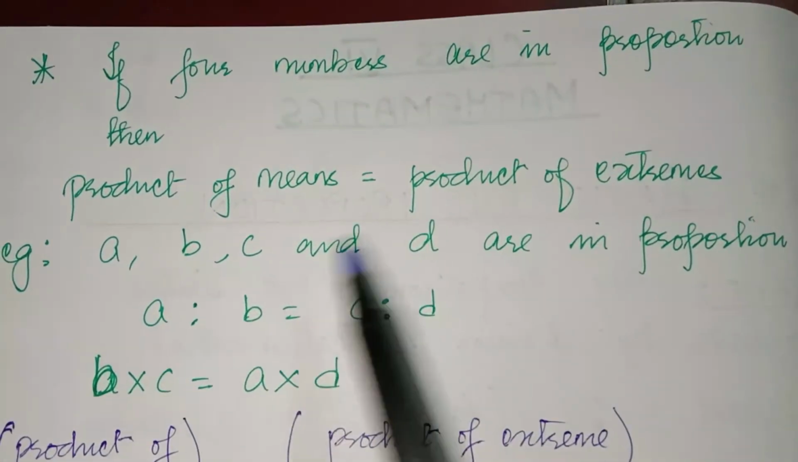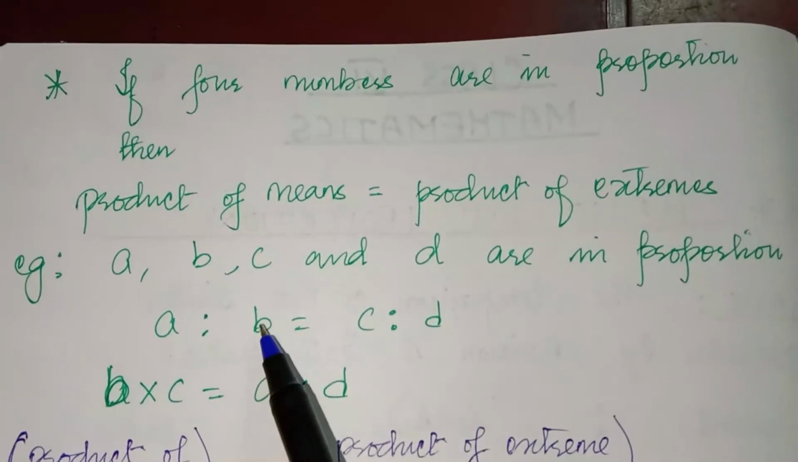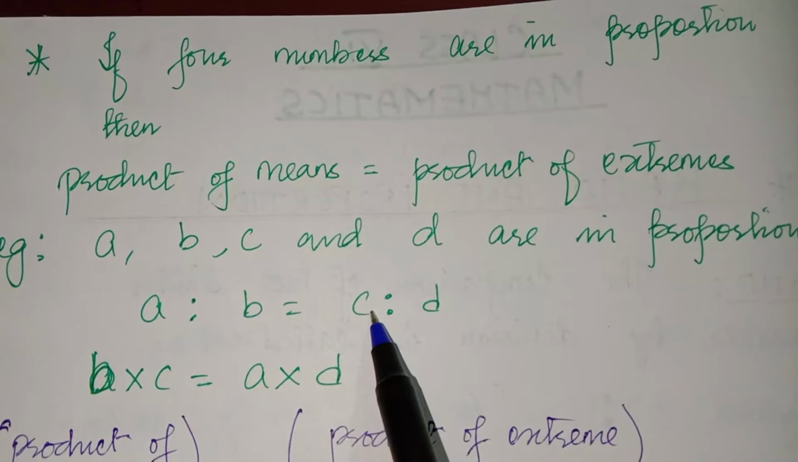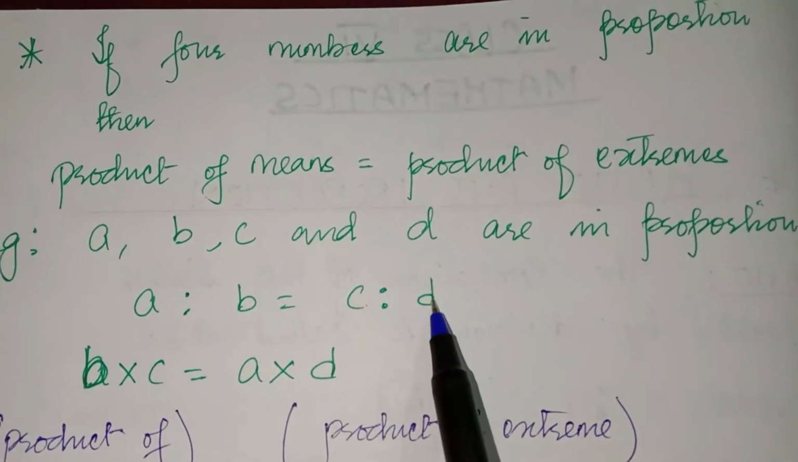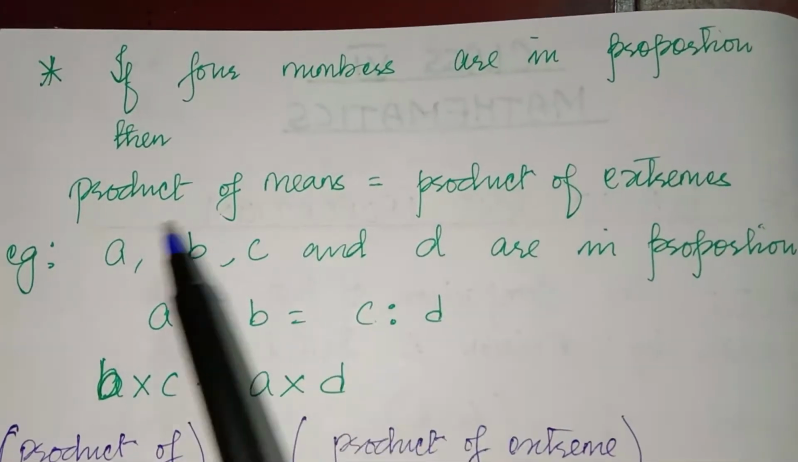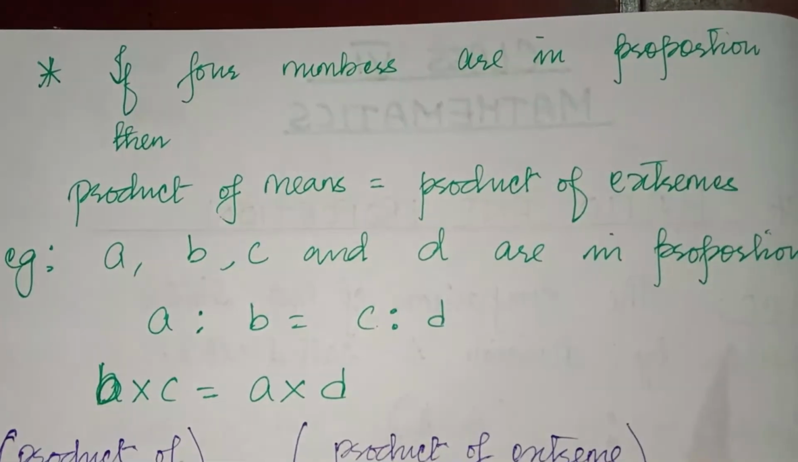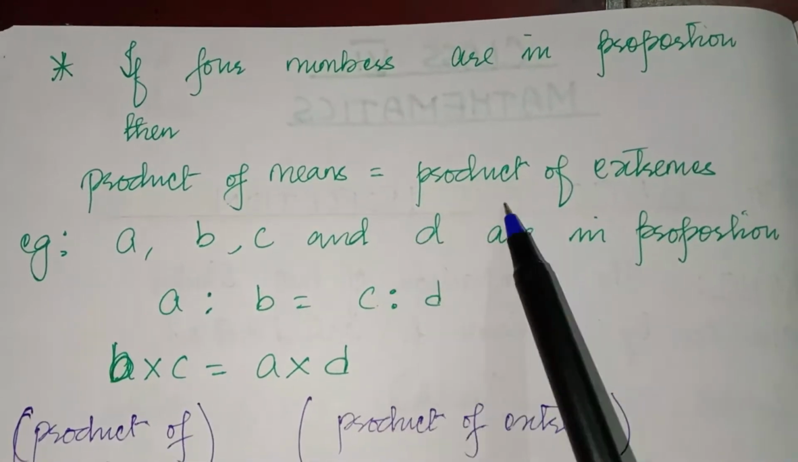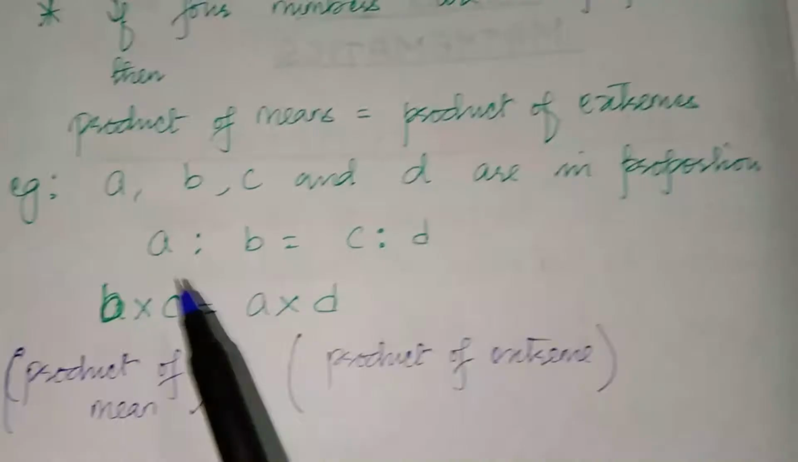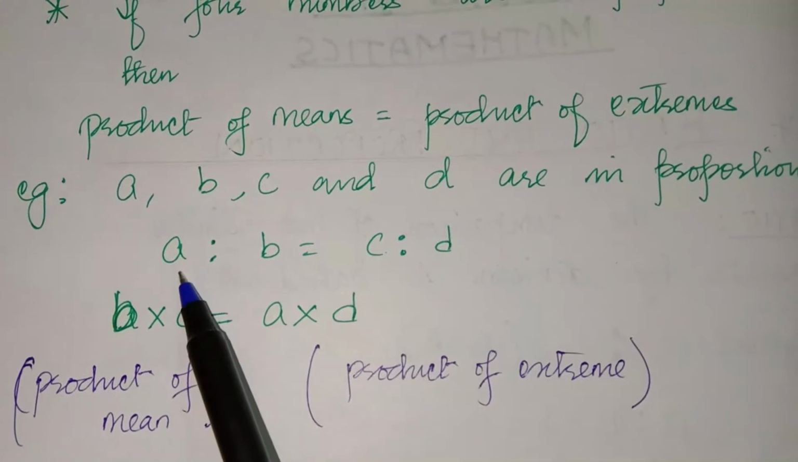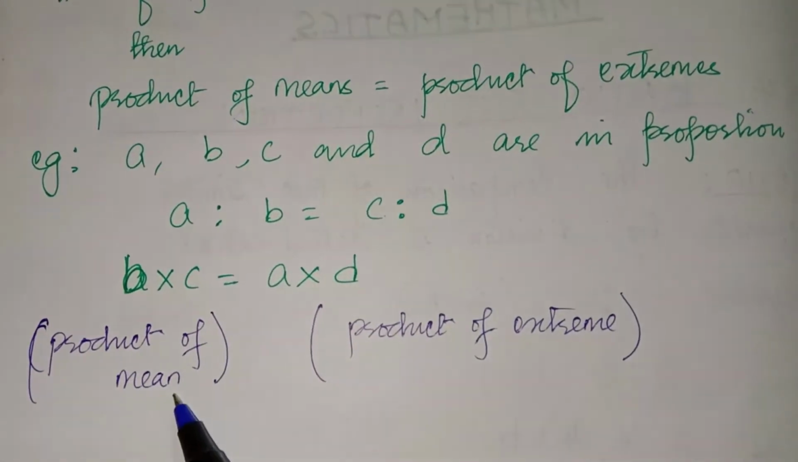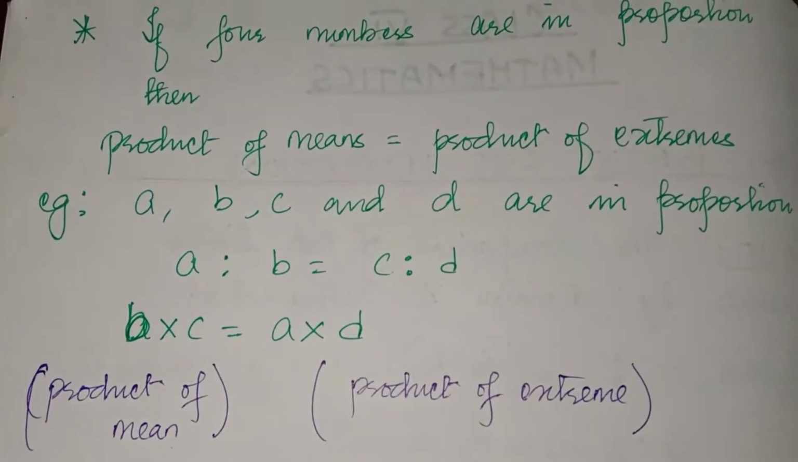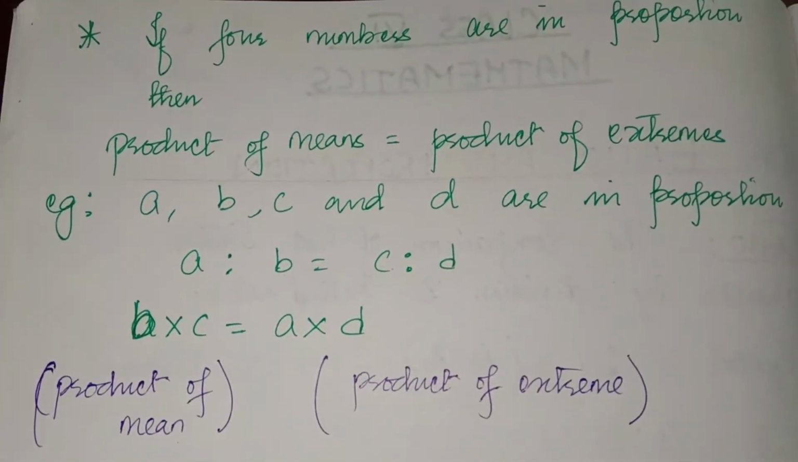Now the next one: if four numbers, suppose A, B, C and D, are in proportion, then the product of means, if you multiply these two numbers, is always equal to the product of extremes. This is the condition for proportion. If the four numbers are in proportion, then the product of means is equal to the product of extremes. That is, B into C is equal to A into D.